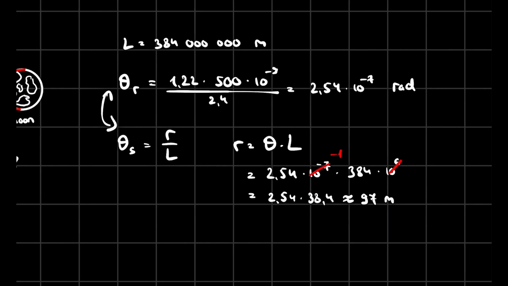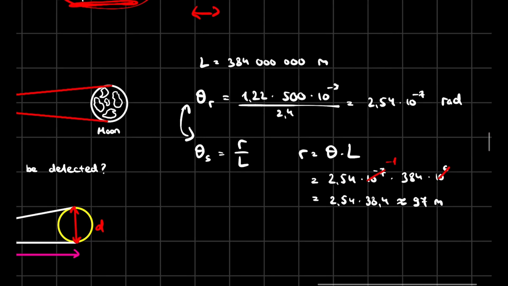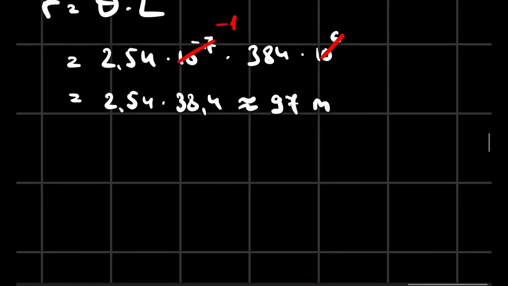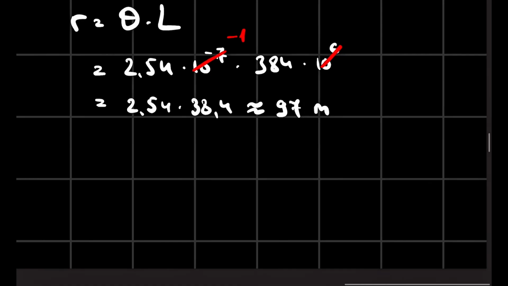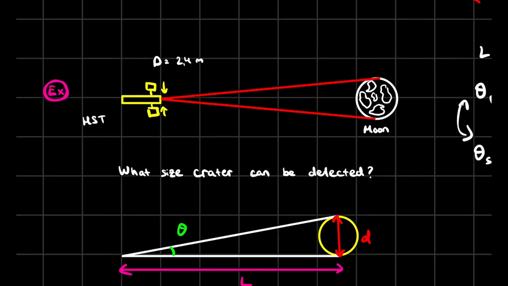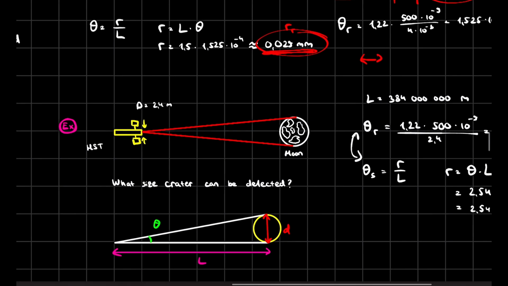Which means that the smallest thing that we can detect on the moon is about the size of a football field. But if this thing is smaller than a football field, if it is, I don't know, just 30 meters in size, then definitely our Hubble Space Telescope would not be able to resolve it. It would not be able to distinguish it. The resolution would not be enough.